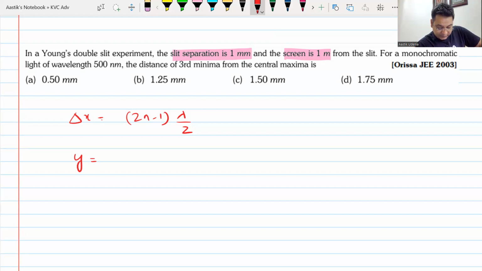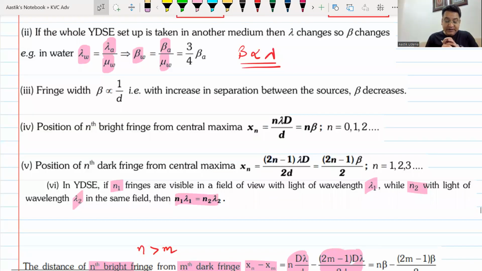Again, you got the answer, but you don't know how you got the answer. You have to find out the distance. Sir, the formula is (2n minus 1) by 2 into lambda D by d. Yes. The formula that I wrote was the formula of path difference. This is the formula of position of the fringes. So here you will have to use this formula. Position of the fringe from the central maxima. Do we understand this? Yes, sir.